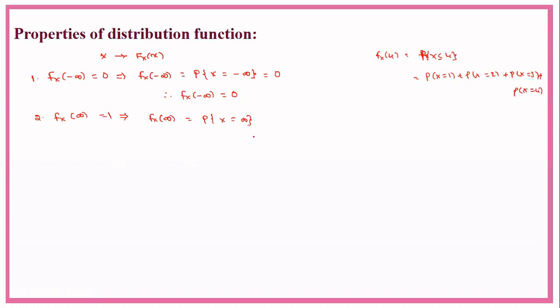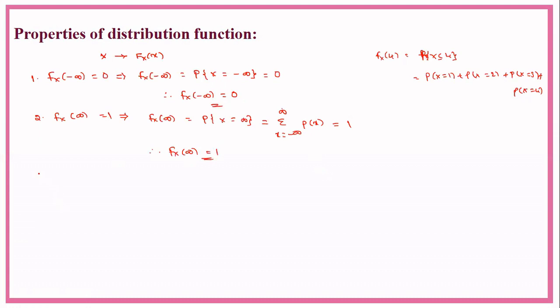Whenever you take up to infinity, you need to start from the beginning. What is the beginning? Minus infinity to plus infinity. The total summation you need to consider. So I'm writing sigma over x from minus infinity to plus infinity of probability of x. If you take the summation of all, it must be equal to 1. Therefore, Fx of infinity is equal to 1.